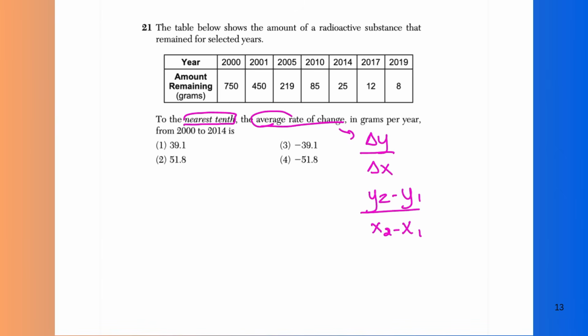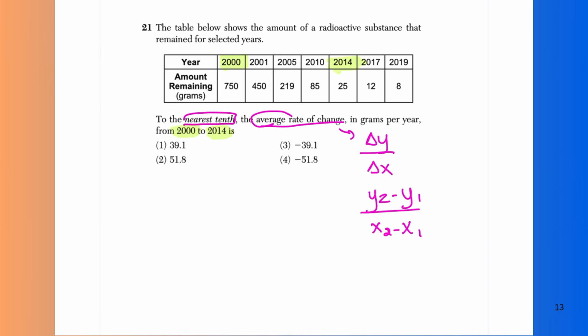Now they're saying average rate of change because this is not a linear function. If this was a linear function, the rate of change would be constant and it wouldn't matter which order pairs we pick, we would get the same rate of change. But this is not linear. And so what happens in these problems is they tell us which x values they want us to use. So they're telling us go from 2000 to 2014.